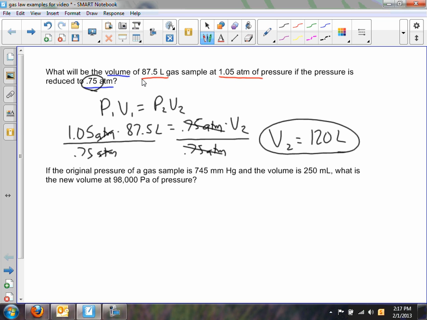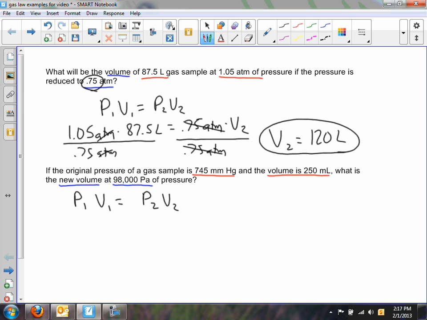The second one says I have a pressure of a gas sample is 745 millimeters and a volume of 250. What is the new volume at 98,000 pascals of pressure? So again, I'm given 2 pressures and 2 volumes, which means I need to use Boyle's Law. P1 V1 equals P2 V2.